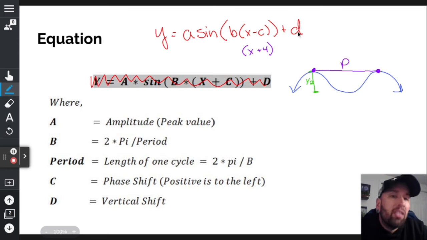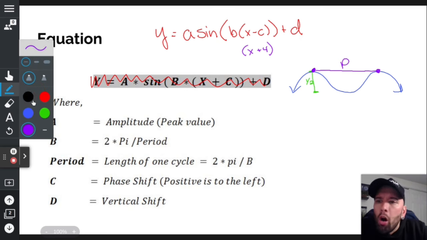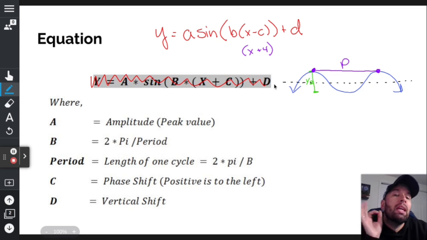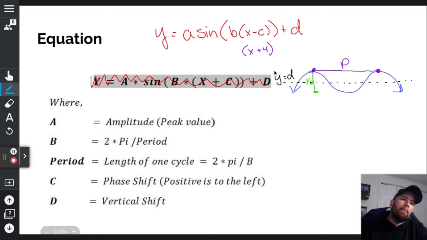So that is a horizontal shift, also known as a phase shift. Last but not least, D is my vertical shift. But that also introduces a new concept called the midline. A midline is a horizontal line that cuts my sinusoidal function in half. It is a horizontal line, which is y equals some random number. D gives me that number. So D basically takes the middle of my sinusoidal function and shifts it up or down depending on whether it is positive or negative. Very often you will be asked, what's the midline? The midline is D.